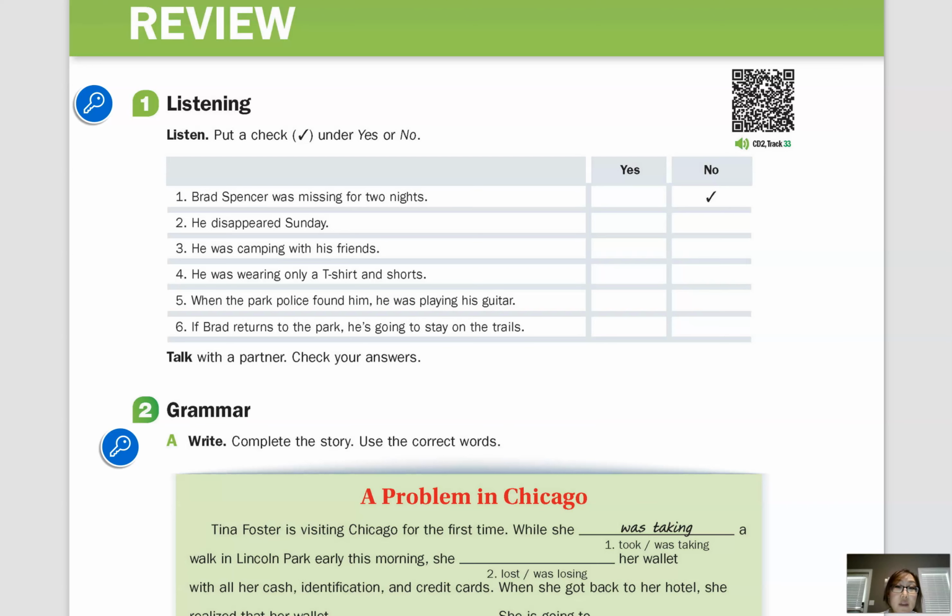Okay, so he was bird watching. He was bird watching. So if you make a long sentence using while, how can you make the sentence? Okay, make a sentence. Go ahead. So you can say, Brad Spencer got lost while he was bird watching.